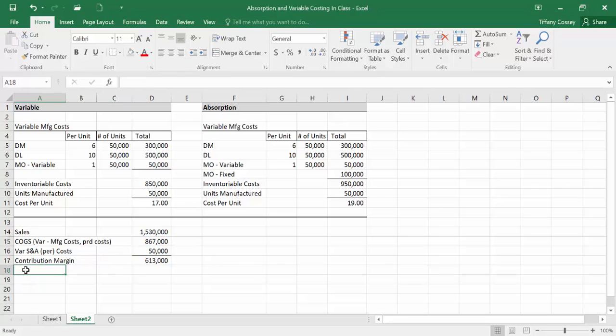Now we have accounted for our variable product costs and our variable period costs, and on a contribution margin format income statement, we have to turn around now and subtract out our fixed costs. And we have fixed costs from product and period categories.